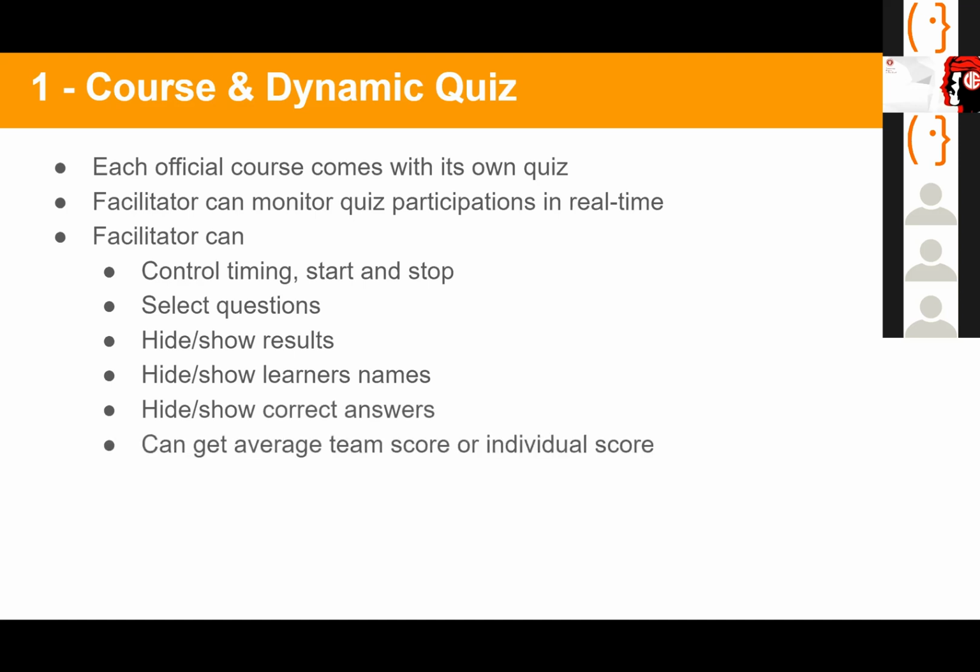Then you can also get the average team score and the individual score based on the quiz. You can also save the quiz results. So for each session, you can have a number of quizzes. Maybe on day 20 you want to run a quiz, and then on day 50 you want to stop the game and run another quiz. You can save those quiz results and do an average or whatever. It's up to you what you want to do with the quiz results.